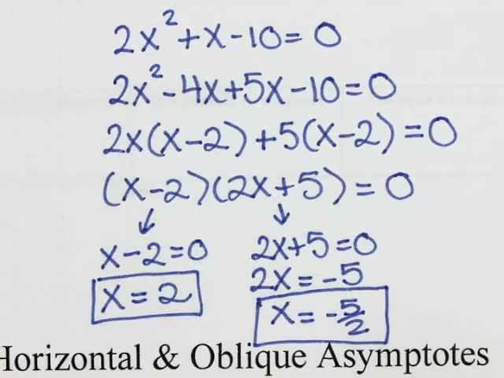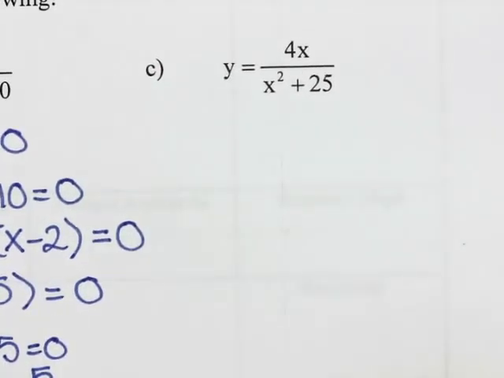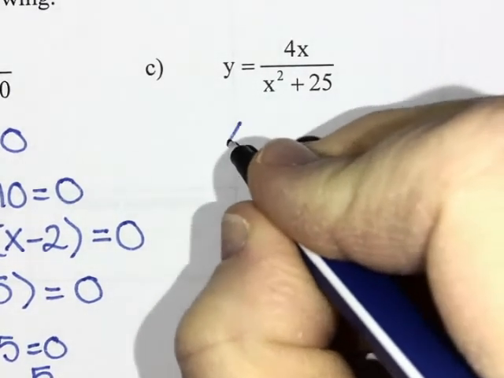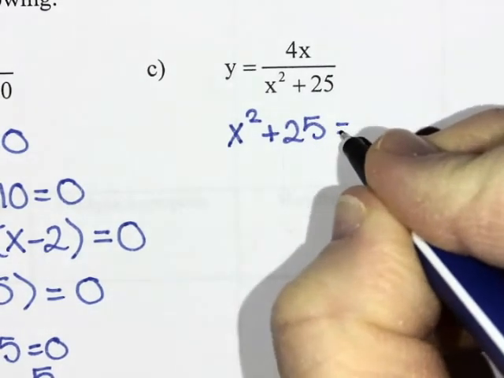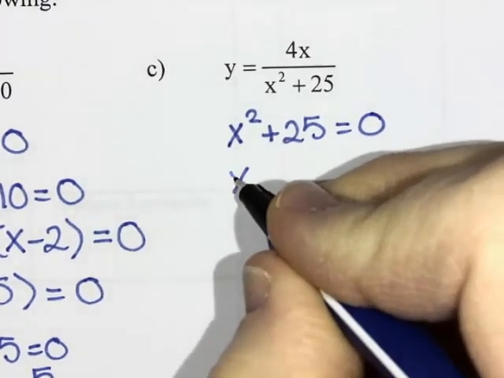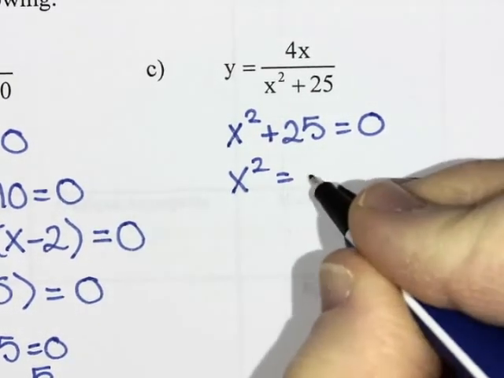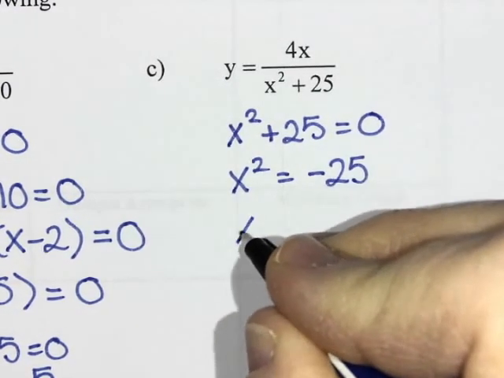All right, we have one more example. I have y equals 4x divided by (x squared plus 25). So to find the vertical asymptotes, we take our denominator, x squared plus 25, and set it equal to 0. So I'm going to subtract 25 to get x squared equals negative 25, and then take the square root.